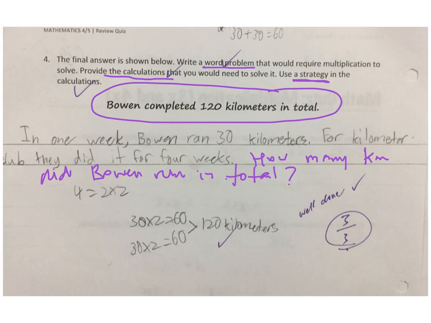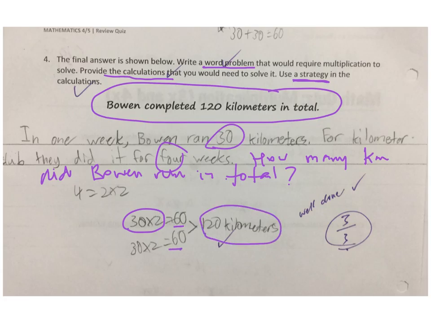So in 1 week, Bowen ran 30 kilometers for Kilometer Club. They did it for 4 weeks. There's my really important information. So this then requires a student to do some calculations. So the student figured out that, you know what, double 30 is 60 kilometers. So if I double that again, I'm going to get 120 kilometers.